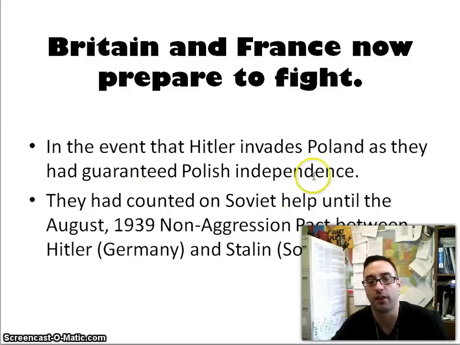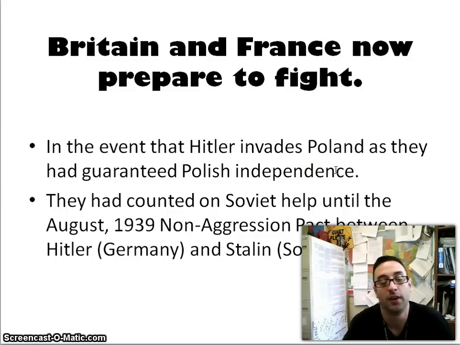Okay, so in the event that Hitler invades Poland, now that Britain and France are certainly paying more attention to what's been happening, they are nervous that Hitler will expand even further with his aggression, and they basically say that they're going to draw the line at Poland. So if he invades Poland, they are supposed to be guaranteeing Polish independence.